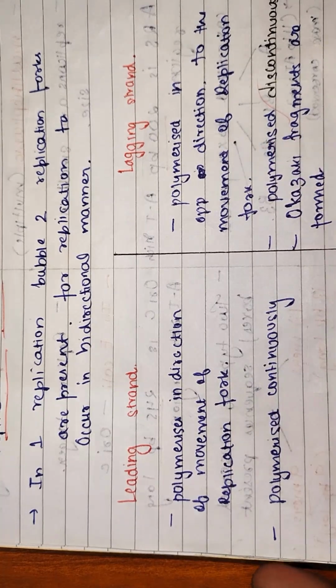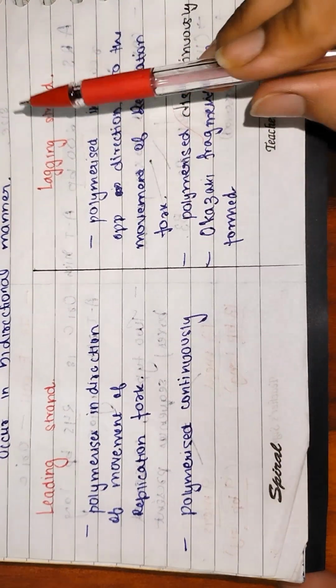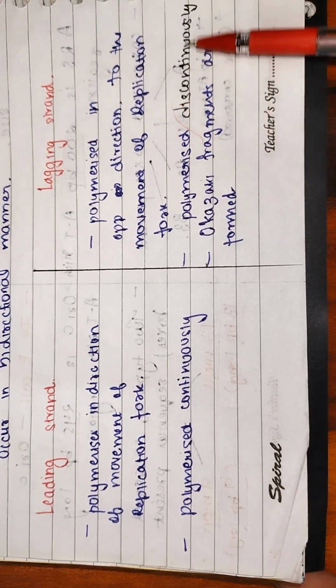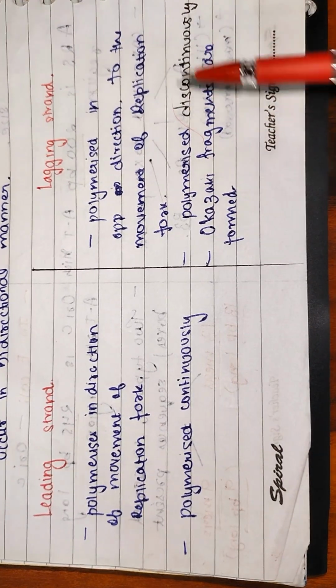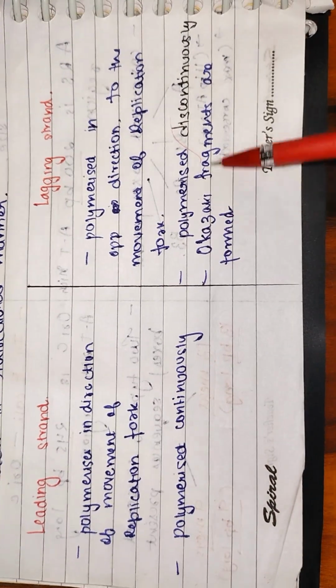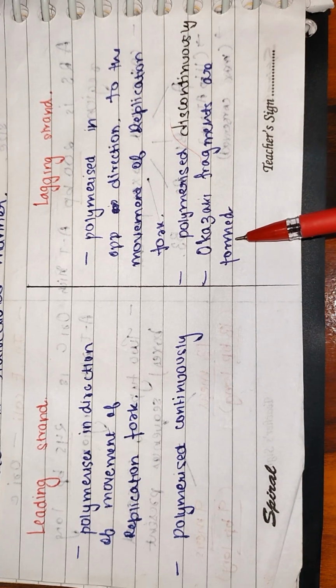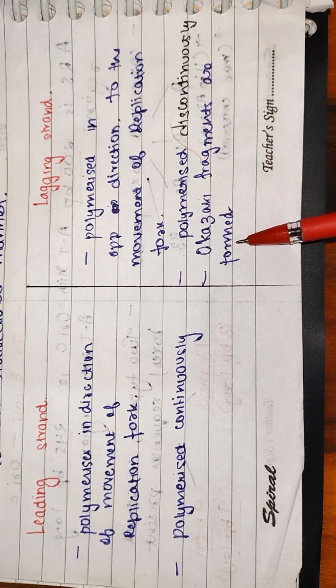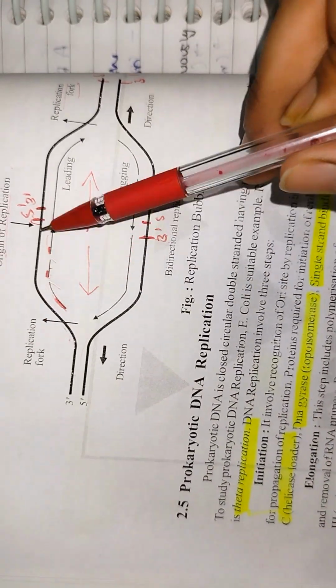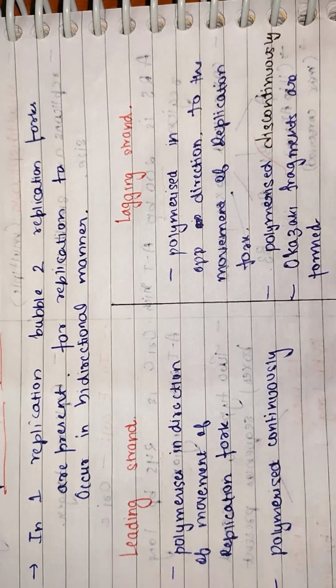Another difference is the leading strand is polymerized continuously, whereas the lagging strand is polymerized discontinuously. That means it is formed in fragments, and the leading strand is formed continuously in one go. Here Okazaki fragments are formed. What are Okazaki fragments? Okazaki fragments are basically the fragments which are formed that I showed you. These fragments which are formed are Okazaki fragments, whereas in this case there are no fragments. So this is the difference between the leading and the lagging strand.